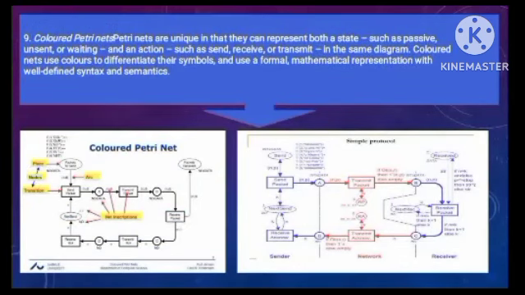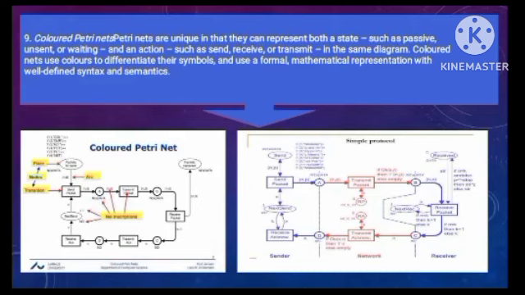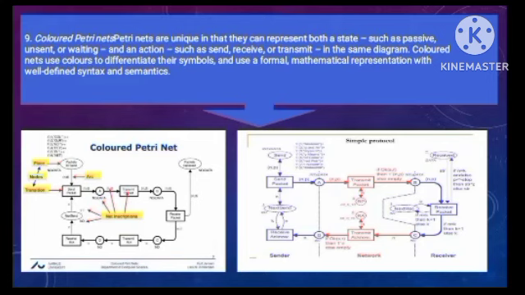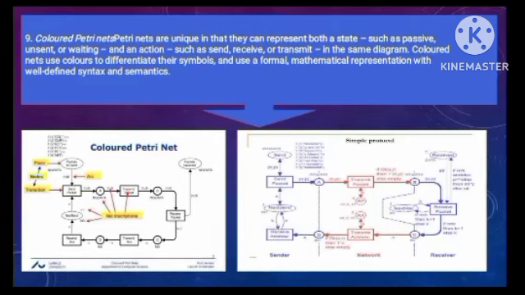Number 9, we have the colored Petri nets that are unique in that they can represent both a state, such as passive, unsent, or waiting, and an action such as send, receive, or transmit in the same diagram. So colored nets use colors to differentiate their symbols and use a formal mathematical representation with well-defined syntax and semantics. So I have two images set as an example there of the colored Petri nets.